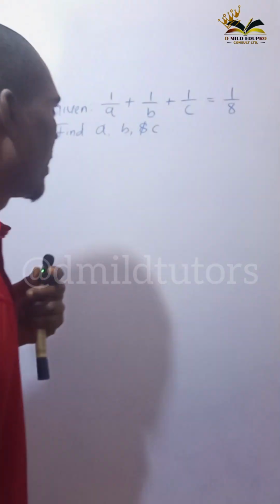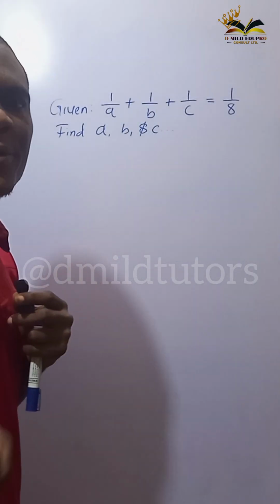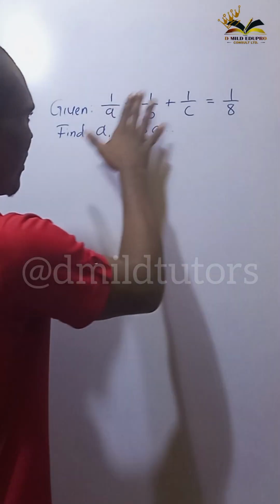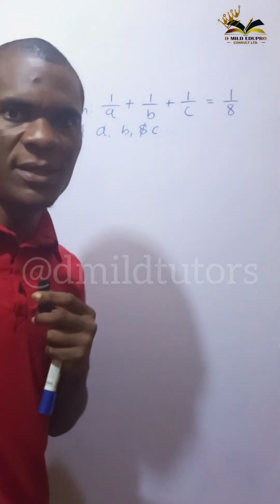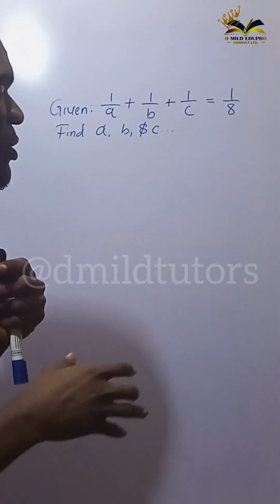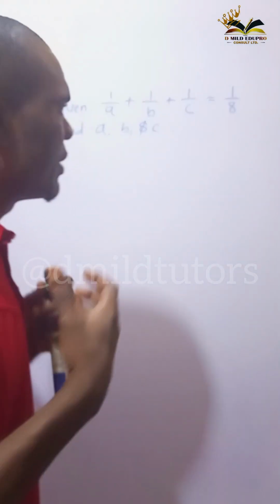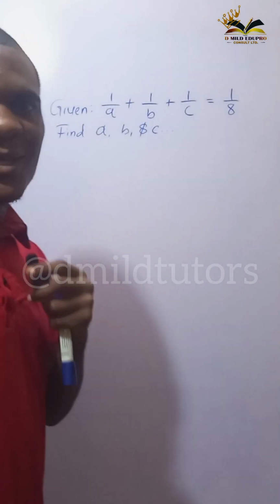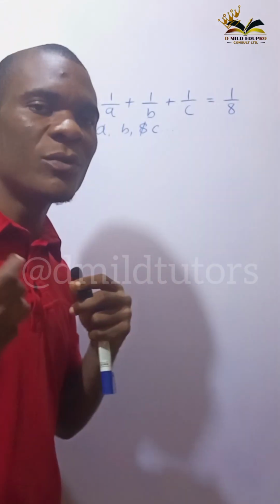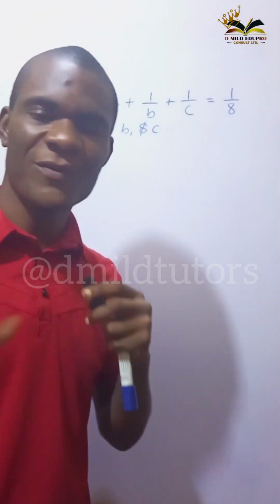Hello guys, welcome back. So we are asked to find the value of A, B, and C. And on this equation, we are only given 1 over 8. But there is something we need to do. Though it looks scary, it's something that is solvable. There is no problem in mathematics that is not solvable.